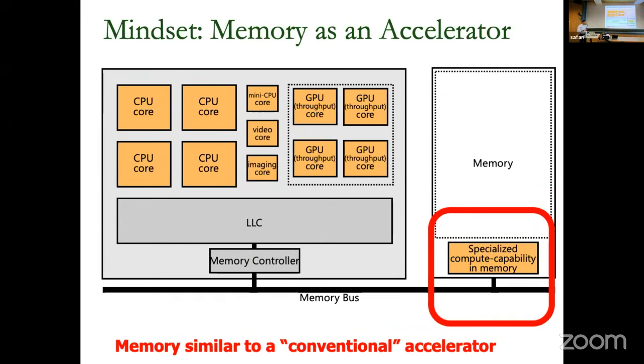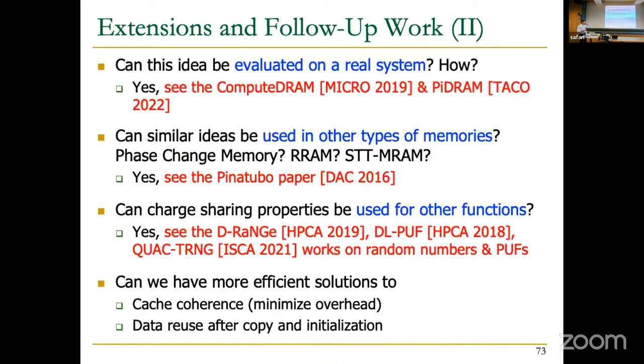Let's continue with the processing using memory stuff. Follow up works on RowClone. I think I'm going to talk about several of them soon. Someone asked how this is done in a real system. I briefly talk about how people violate time parameters to implement processing using DRAM. This is the ComputeDRAM paper and the PyDRAM paper.